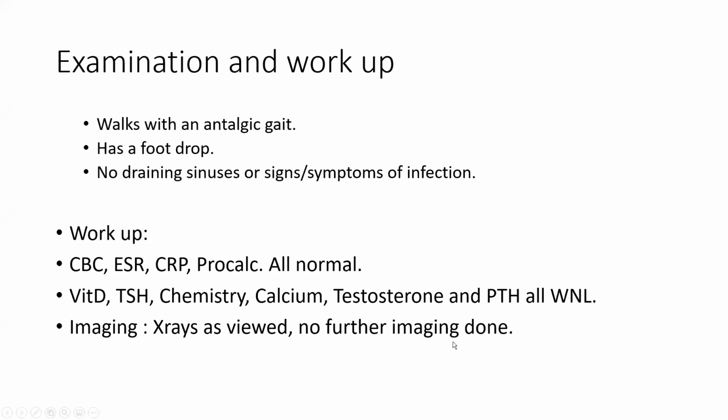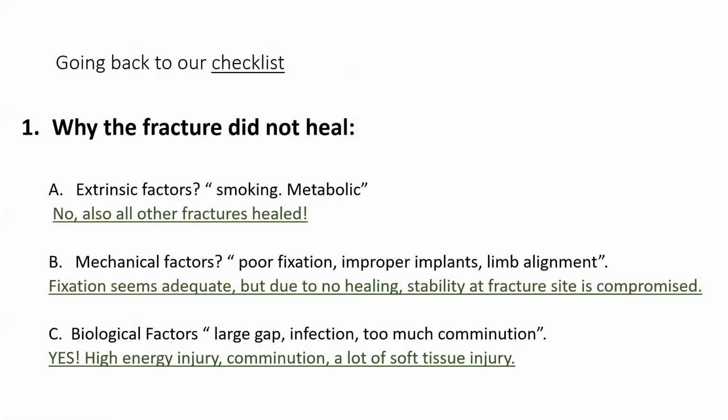So let's move on. What do you use? The checklist, the three-checklist approach to non-union. Number one is, why did the fracture not heal? As I promised, I will put this checklist with every case, and I will try to answer it one by one. My goal is to incorporate this checklist with every attempt to approach any non-union. So number one, why did the fracture not heal?